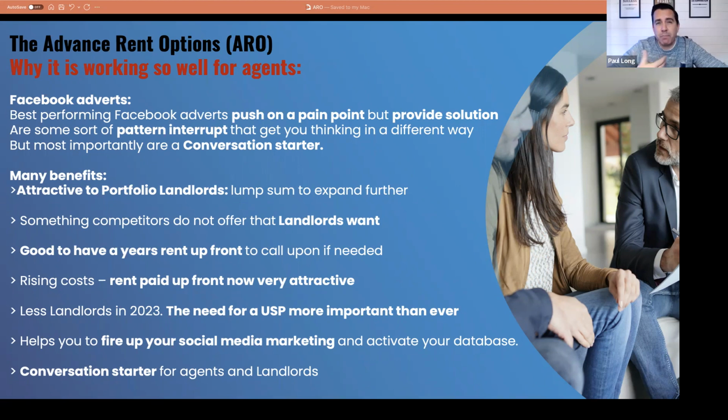So have a think about what sort of USP you've got for next year, and how it helps you to fire up your social media marketing and activate your database. The great thing about something like this is that you can send it out to your database, all those leads and emails you've got, and you can start identifying and starting new conversations with those people. And I think the conversation starter for agents and landlords is another really good point with this product, in that it starts conversations. So even if they don't use this product, maybe they look into it a bit further, you've identified a landlord in your town that you might not have before.